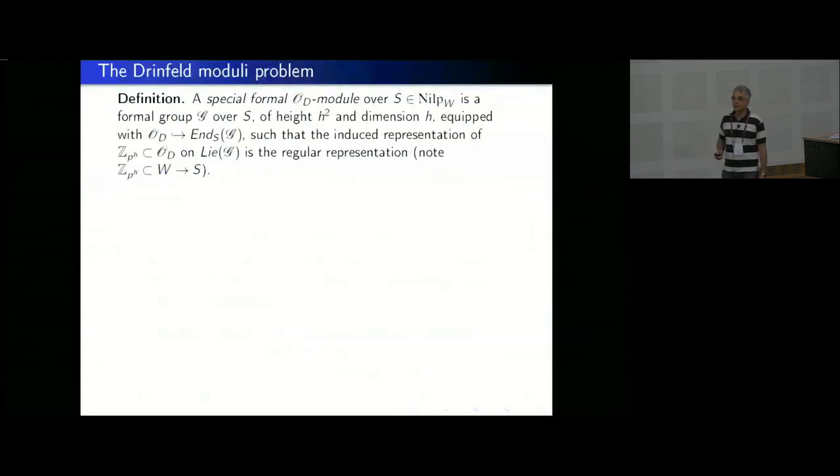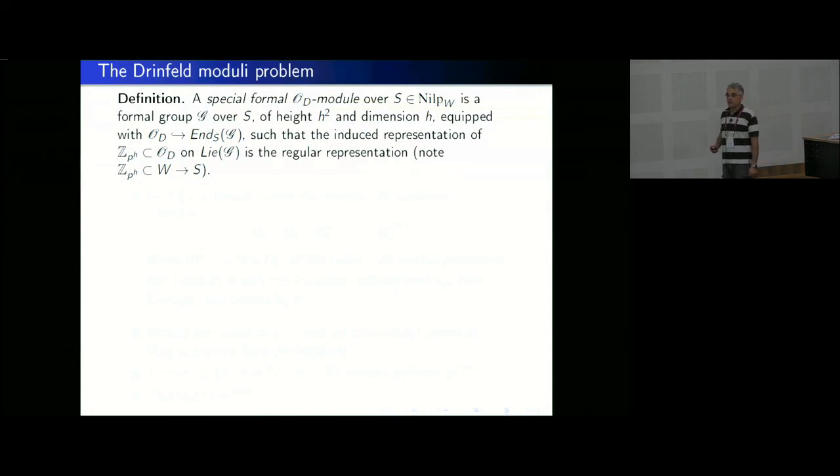And now we make a definition of what is a special formal O_D-module. So now it's a formal group of height h squared and dimension h. Contrast it with the Lubin-Tate case where the height was h and the dimension was 1. Now the height is h squared and the dimension is h. But the bonus is that you can equip it now with a very interesting action of O_D, the maximal order of that division algebra.